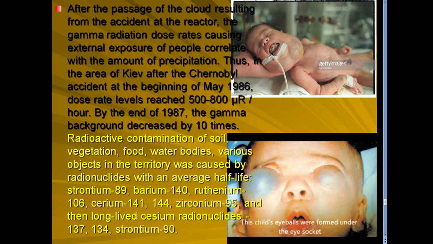Radioactive contamination of soil, vegetation, food, water bodies, various objects in the territory was caused by radionuclides with an average half-life: strontium-89, barium-140, ruthenium-106, cerium-141, 144, zirconium-95, and then long-lived radionuclides cesium-137, 134, strontium-90.